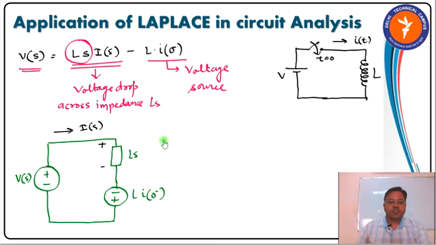So it means a charged inductor can be represented by an impedance whose value is Ls, connected in series with a voltage source whose value is Li of 0 negative. Remember this, it is a voltage source which has a value in terms of current. So it must be a current dependent voltage source. It is a current dependent voltage source. Now I can rewrite this equation. Let me erase all this.